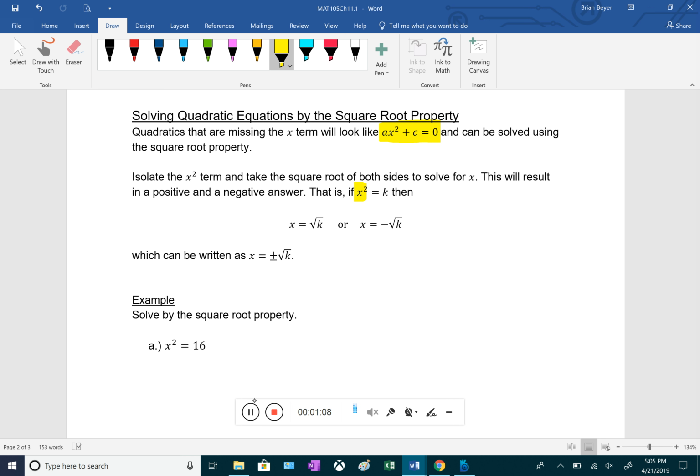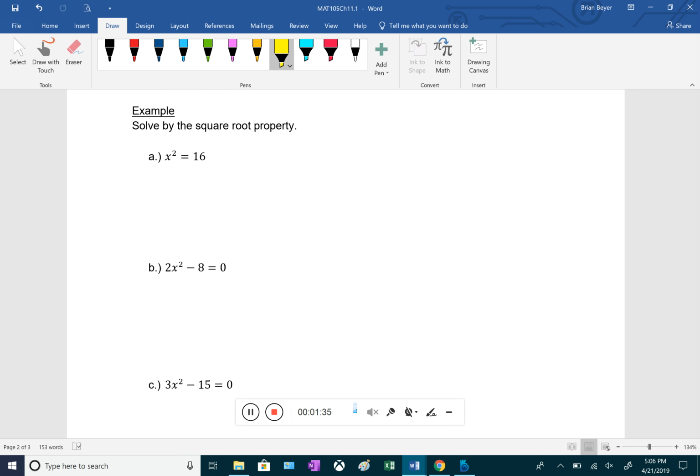This will always result in a positive and a negative answer. So if we have x squared equals k, where k is a number, we take the square root of both sides, and we're going to get x equals the square root of k, and x equals negative square root of k. So you can write that as x equals plus or minus the square root of k also. So keep that in mind. We're always going to be getting a positive and negative answer when we do it this way. Okay, let's do some examples here.